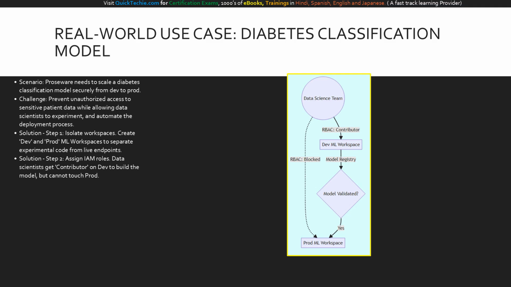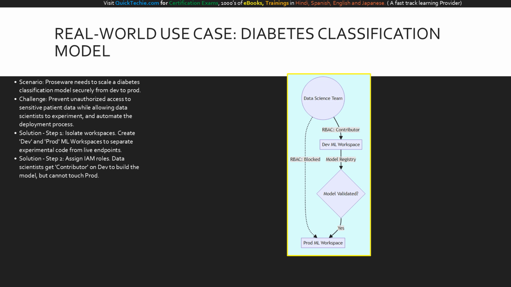Let's apply everything we have learned to a real-world use case. Imagine you are an ML engineer at Prosware, a healthcare startup. Your team has developed a highly sensitive diabetes classification model using patient medical data. The business needs to scale this rapidly, but security and patient privacy are paramount. The challenge is to let data scientists experiment freely without risking production data or stability.